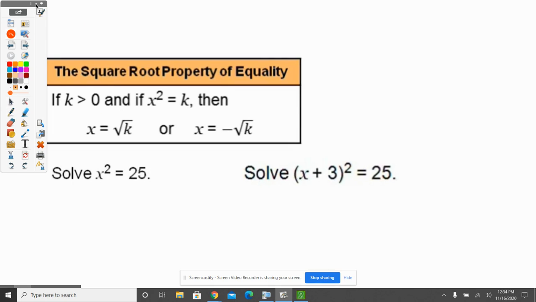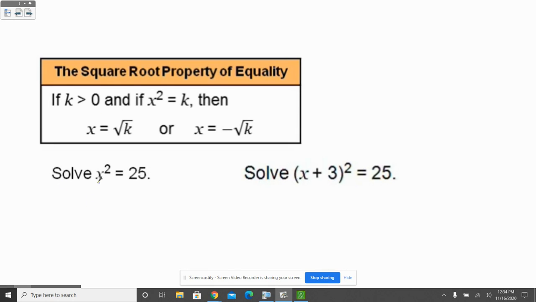So now let's look at why we want to do this. Well, we want to do this because it's going to help us solve. Remember, when you solve and you have a number squared equals 25, there's two possibilities of what that number can be.